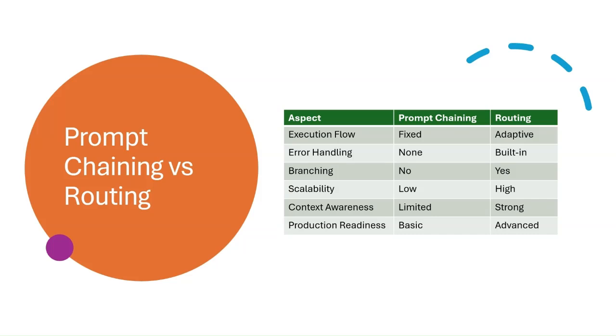Scalability: once your workflow grows, it becomes difficult to scale with prompt chaining, whereas with routing, we can add as many routes as possible. Context awareness is limited and production readiness is very basic for prompt chaining, whereas with routing, the context awareness is strong and production readiness is also very advanced.